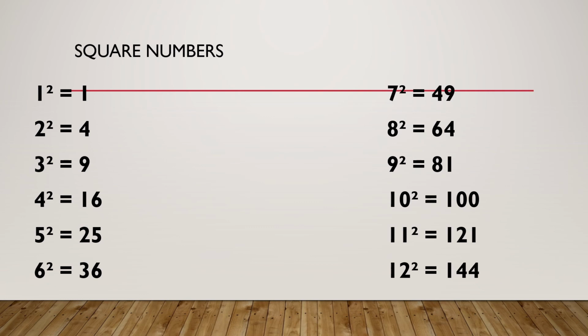So just to summarise, these are our square numbers. It is something you are expected to learn. And a square number is a number multiplied by itself.